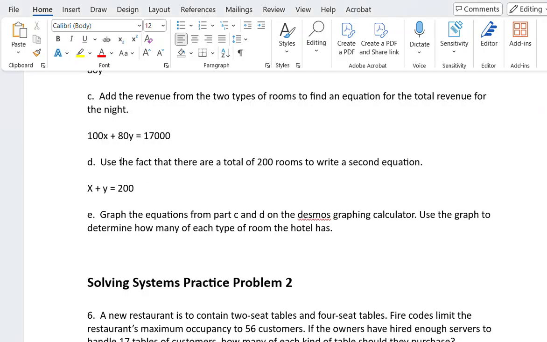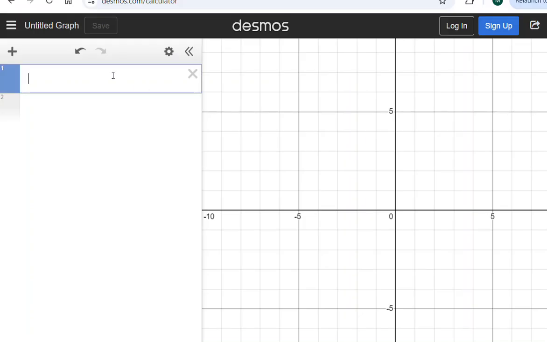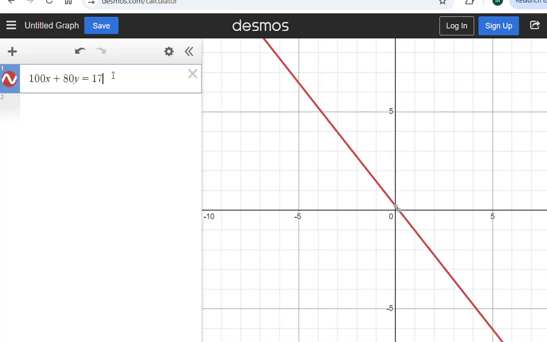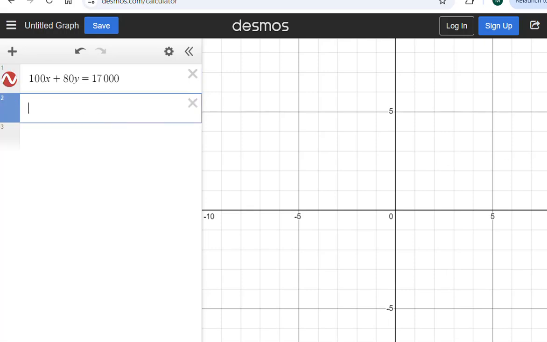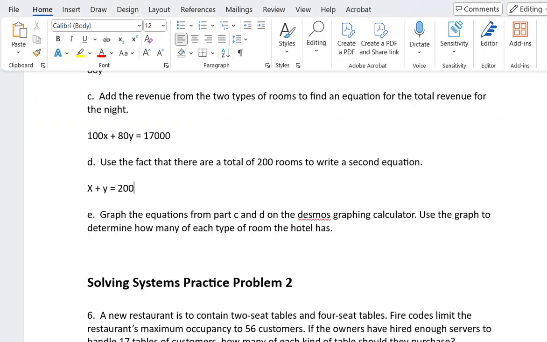Our first one is 100x + 80y = 17,000. And a note: if you try to put a comma in the number here, the way that you would when you would write it, Desmos doesn't like that. So you can't use commas, and then it'll graph the line properly. And then our second equation is x + y = 200.